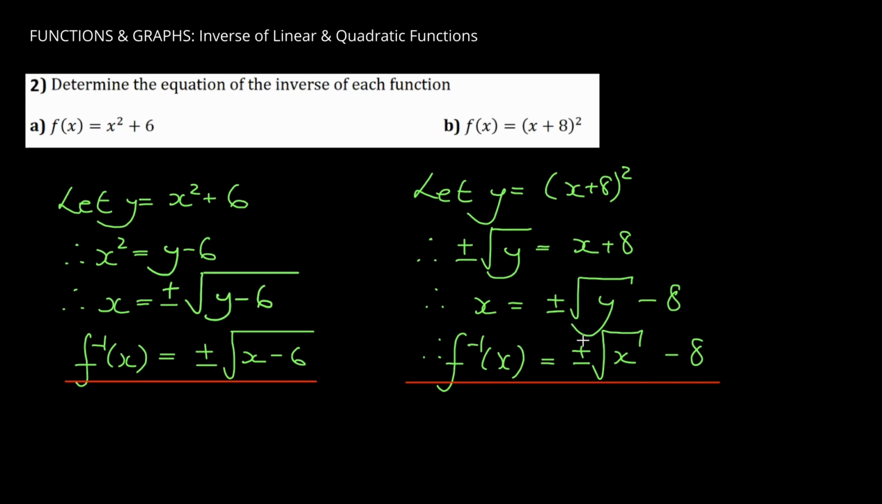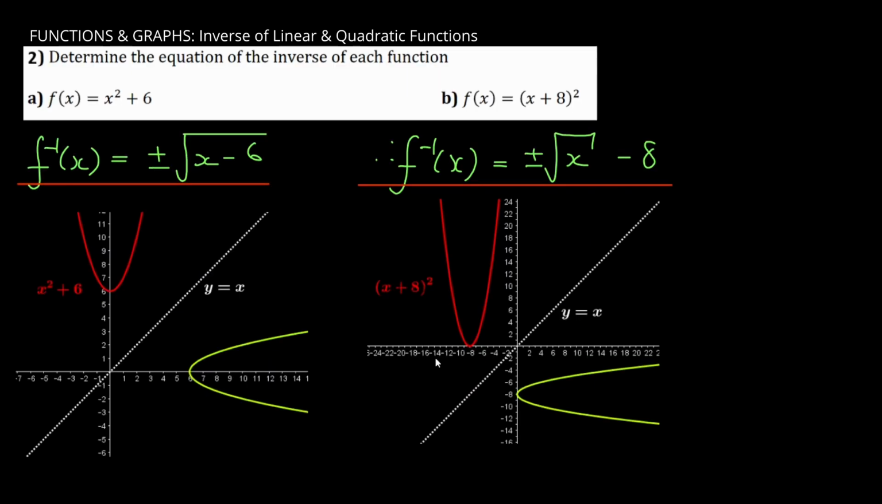Now I said this plus or minus is going to cause us grief. Let me explain that. On these 2 plots here, we've got the original curves x squared plus 6 and part B's curve here, x plus 8 all squared. The green lines again plot the inverse. And once again, yes, they are the reflection in the line y equals x. But the problem is that both green lines aren't strictly, in mathematical terms, functions.